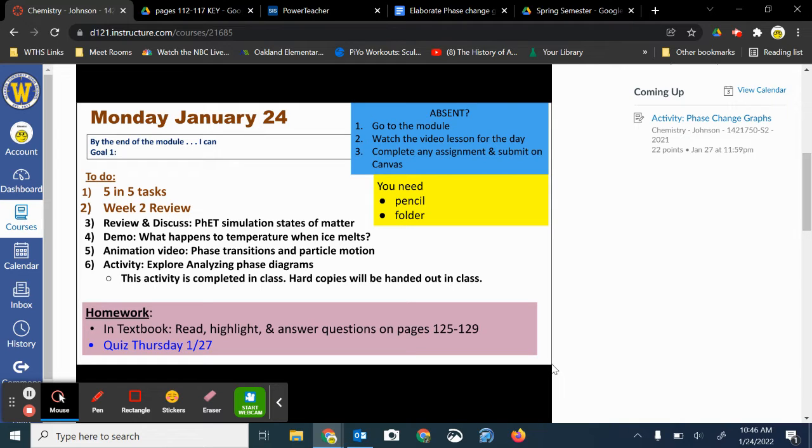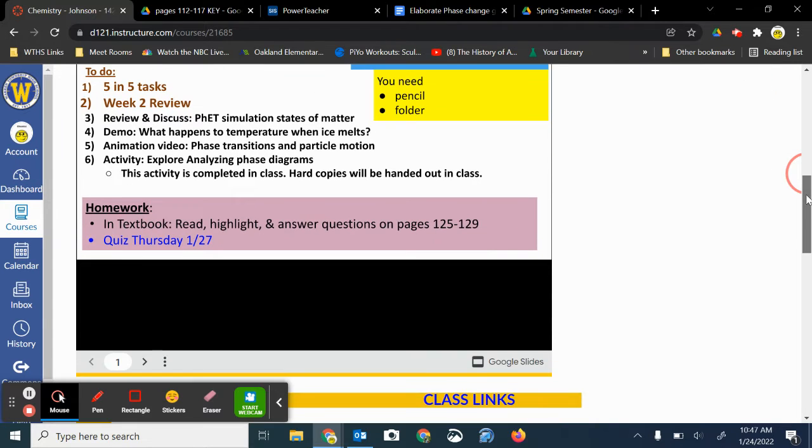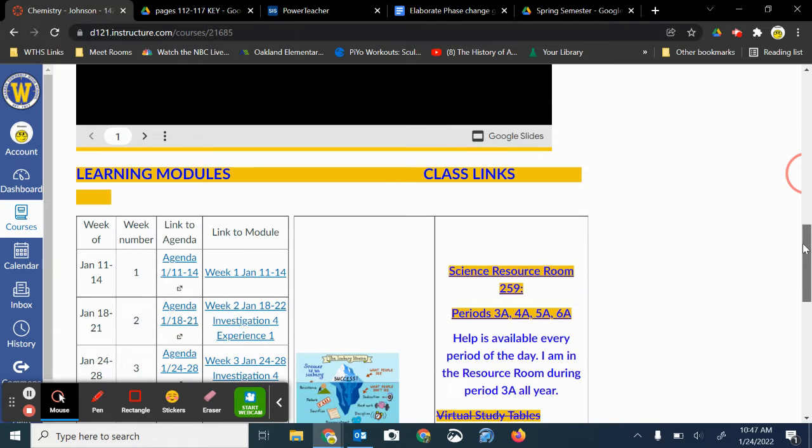There is a quick animation video and then an activity which I will give you, which is a hard copy to explore analyzing phase change diagrams. This is going to be completed in class, and you'll be given a hard copy. If you're absent, you will find a printable copy that I will show you on Canvas. Tonight's homework is to read, highlight, and answer the questions from pages 125 to 129. And then just to let you know, we are quizzing on experiences 1 and 2 of investigation 4 on Thursday.